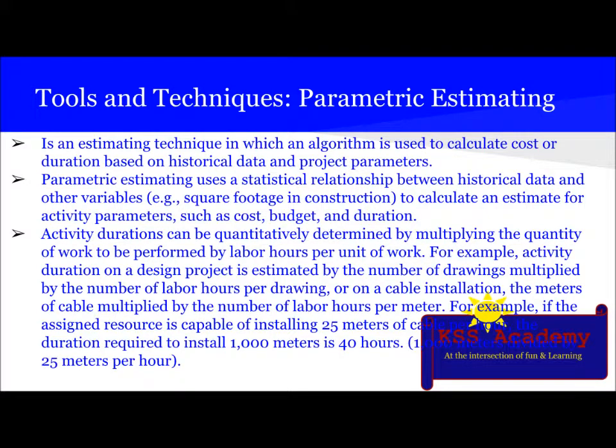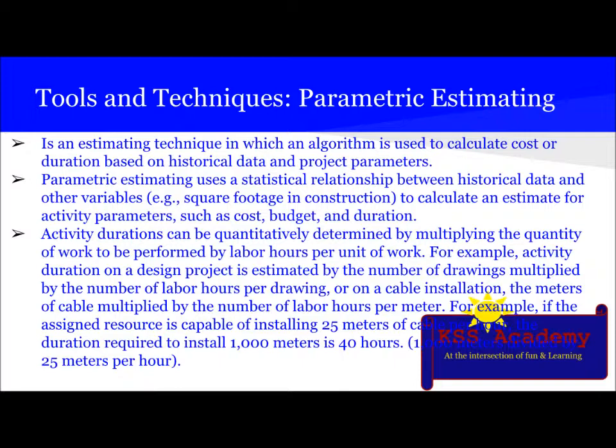The next tool and technique used for estimating activity duration is parametric estimating. It is an estimating technique in which an algorithm is used to calculate cost or duration based on historical data and project parameters. Parametric estimating uses statistical relationships between historical data and other variables, for example square footage in construction, to calculate an estimate for activity parameters such as cost, budget, and duration.